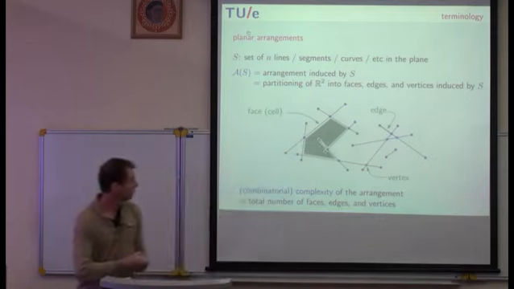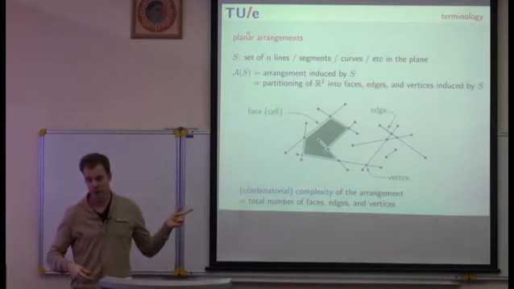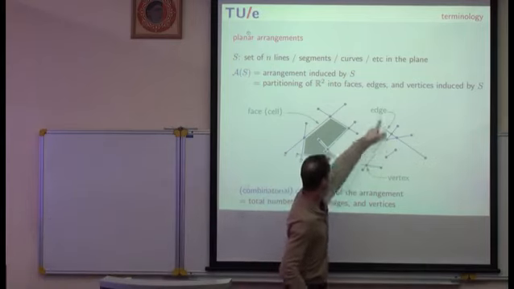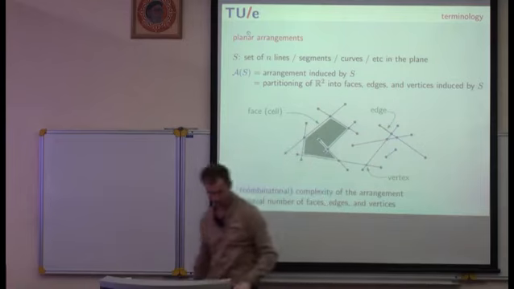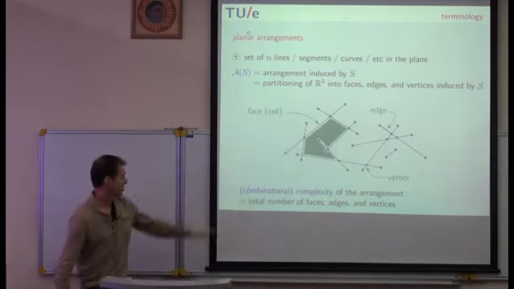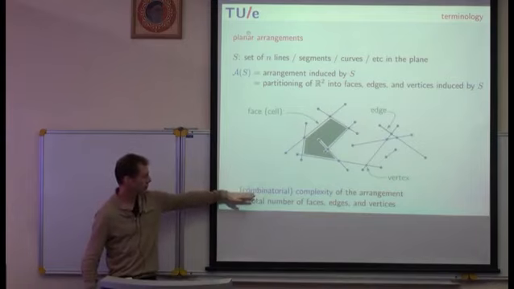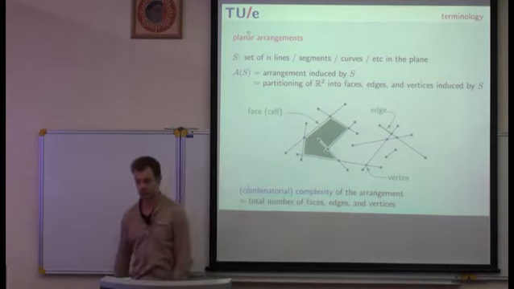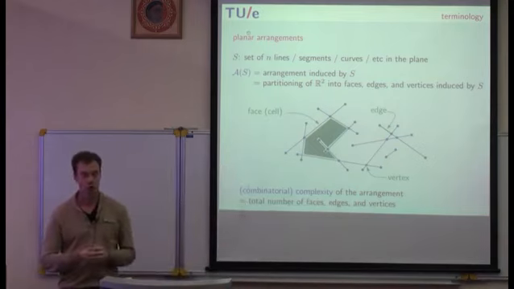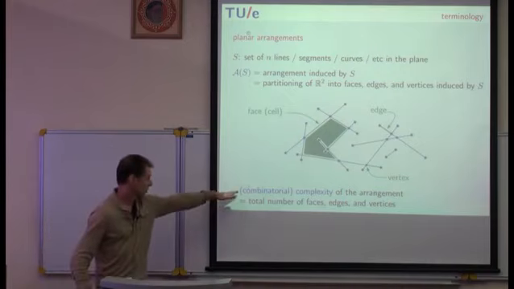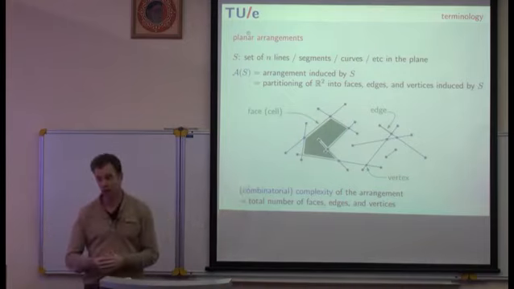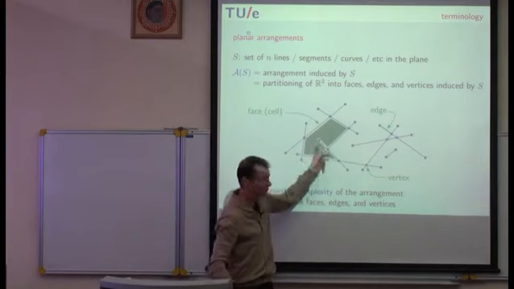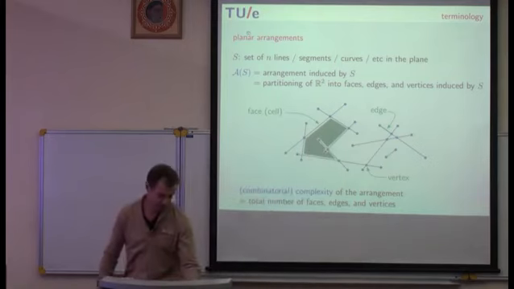Okay? How many faces do you have in this arrangement? 3, right? Because it's 1, 2, but also this unbounded face. Okay, and the combinatorial complexity of the arrangement is simply the total number of faces, edges, and vertices. Okay, and what we're going to do today is prove bounds on the maximum complexity of, I don't know, maybe the whole arrangement, or maybe just a single face in the arrangement, or things like this.